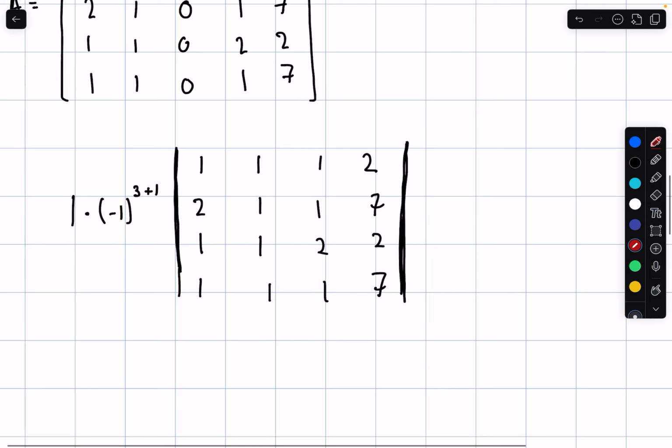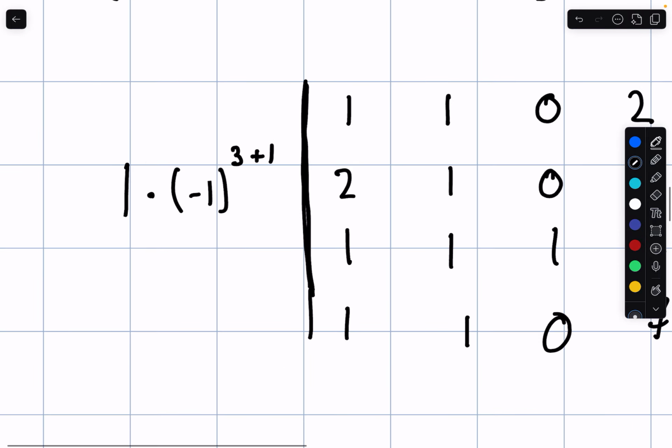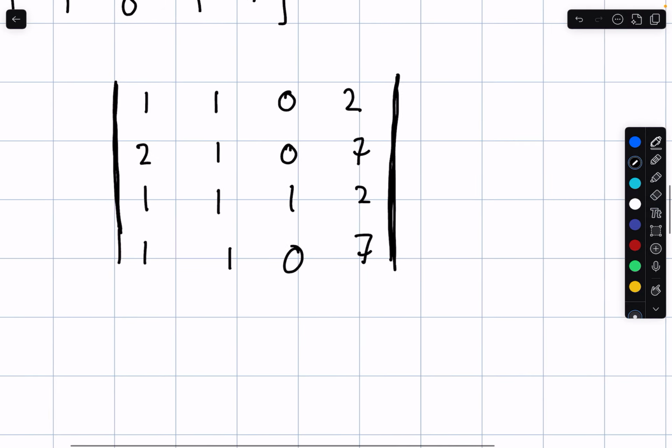And now we can use this exact same trick because you notice that this row and this row are very similar to each other. And so if we subtract column 2 from column 3, what this gives us is 1 minus 1 is 0, 1 minus 1 is 0, 2 minus 1 is 1, 1 minus 1 is 0. And so this piece over here, we can just write 3 plus 1 is 4. Negative 1 to an even number is 1. So we really just have 1 times this determinant, so we're going to ignore it.